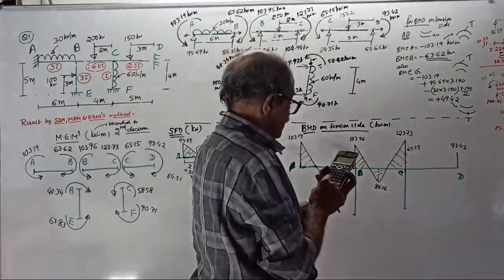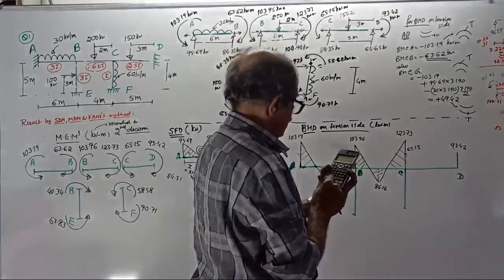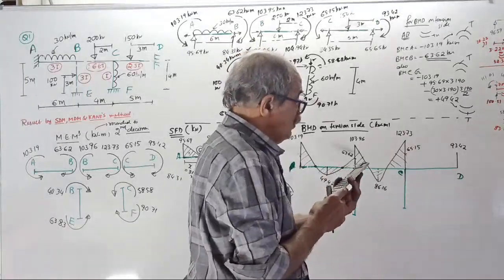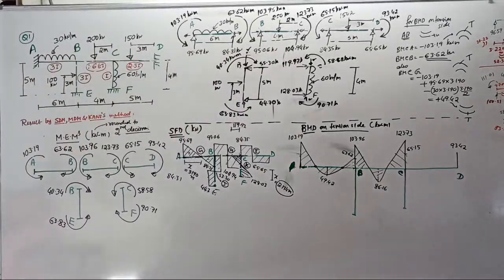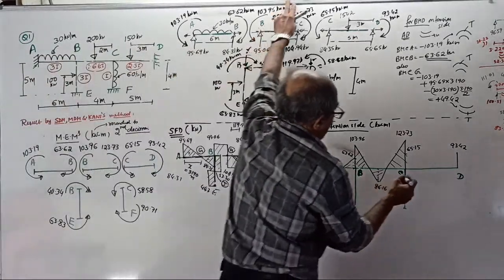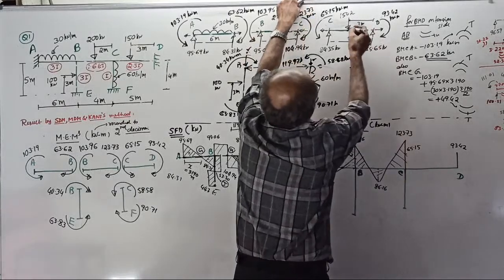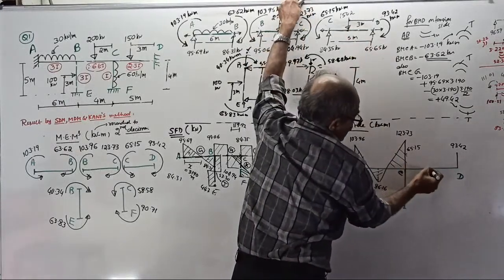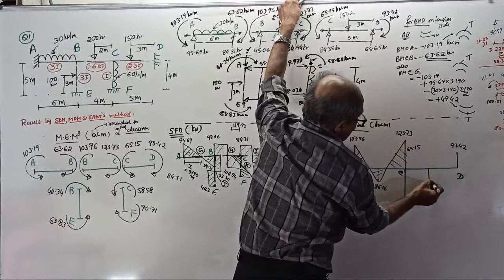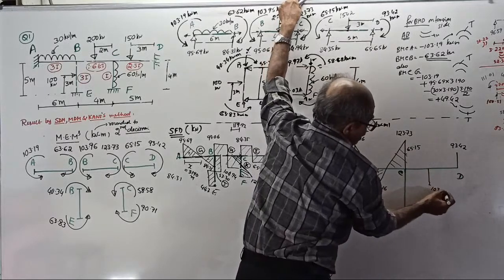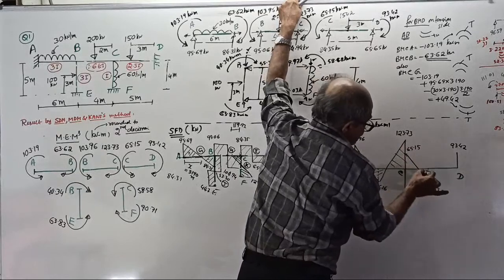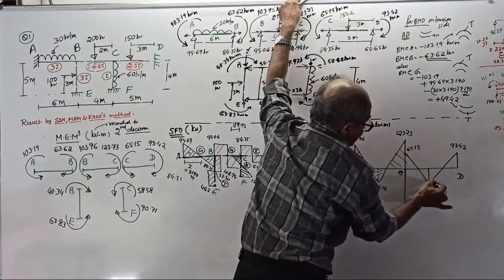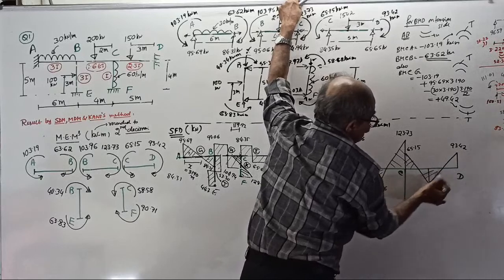Plus 65.65 into 3. It will come plus 103.53. Okay. I will plot here 103.53 at 3 meter here. See, somewhere here. 103.53. Remember this value, not this value. This is the BMD on tension side for this member.